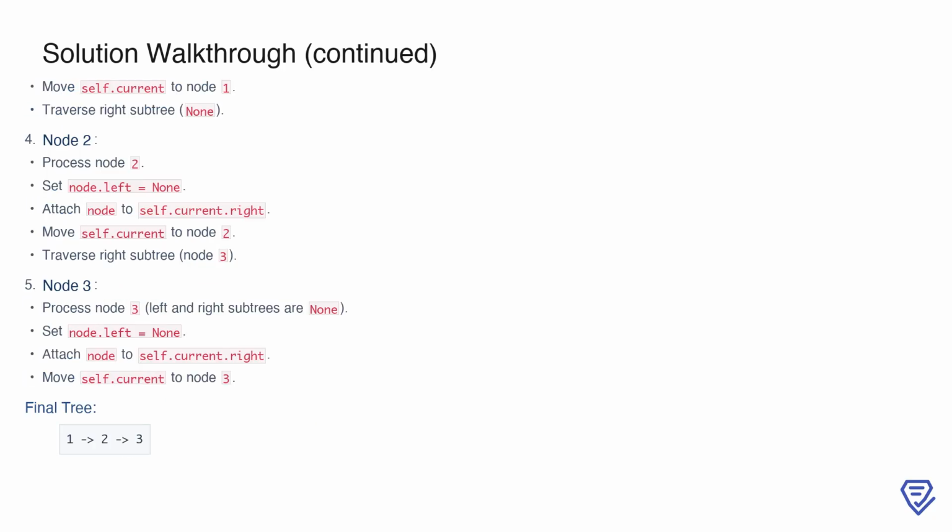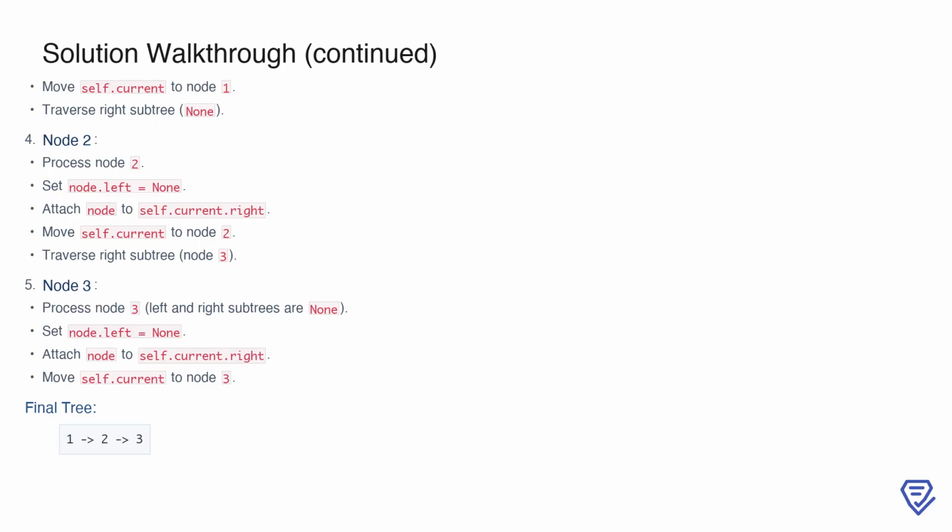After attaching node 1, we move the self.current pointer to node 1, as it is now the last node in the restructured tree. Since node 1 has no right subtree, we return to process node 2. At node 2, we again disconnect its left child, setting node.left to none. We attach node 2 to the right of self.current, which now points to node 1. This ensures the increasing order is maintained.